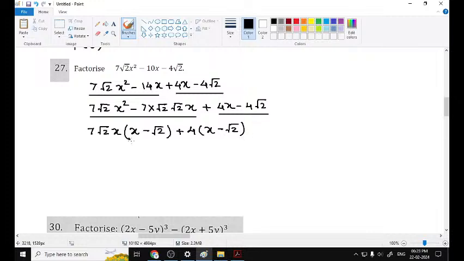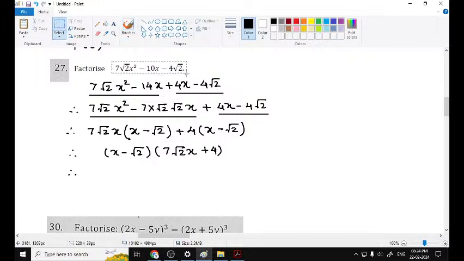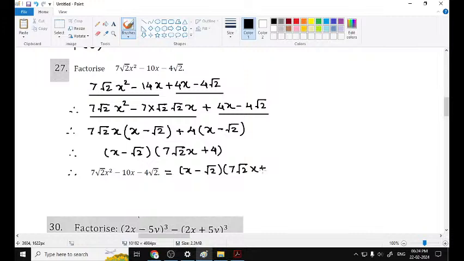At the end of this step, observe that these bracket terms must be exactly the same, only then is our solution correct. Now taking that common factor, we get the second factor as 7 root 2x plus 4. Therefore, the factors of this quadratic polynomial are x minus root 2 into 7 root 2x plus 4.